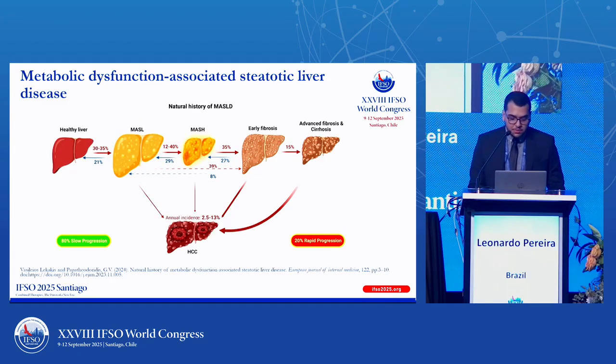The progression of this disease is dynamic. Over 8 to 13 years, some people with simple steatosis develop steatohepatitis. Among those with early fibrosis, some people progress to cirrhosis or liver decompensation, and a smaller group can reach advanced fibrosis in just 6 years. And that's the group we want to identify early to adapt our preoperative evaluation and reduce later risks.